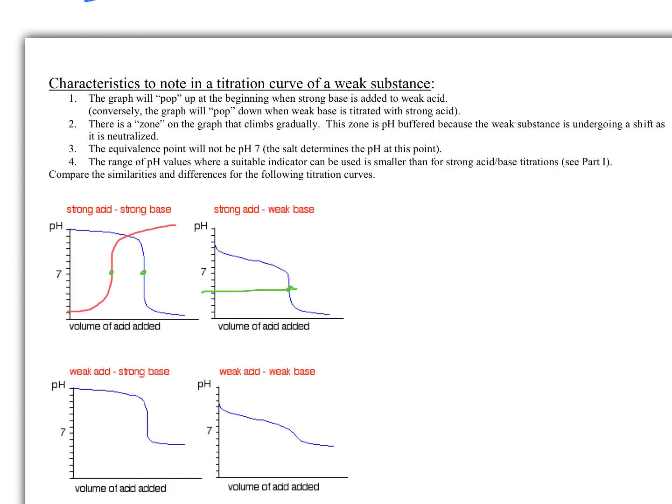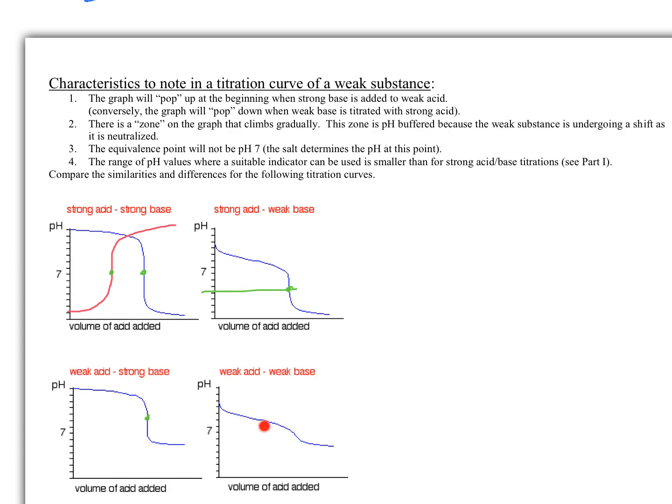If we're adding a weak acid to our strong base, pH starts really high because of the strong base, and our weak acid final pH is pretty close to 7 because it's a weak acid, and my equivalence point falls a little bit above 7 due to the strong base.